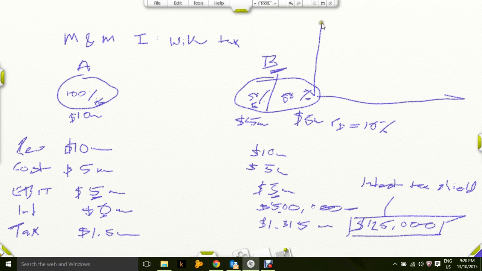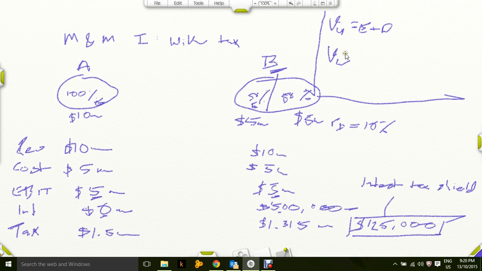So what this does now is it changes the value of the firm. So over here in scenario A, you've got the value, we call that the unlevered firm. And that's got a certain value. Now this one, company B, we've got the value of the levered firm. So this is still equal to equity plus debt, as was in the previous scenario.